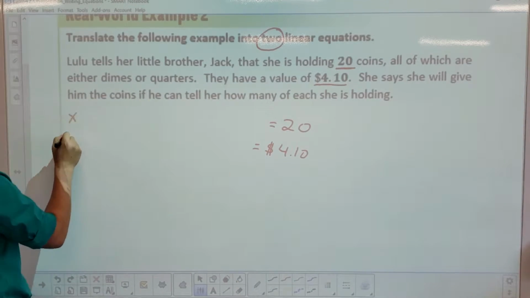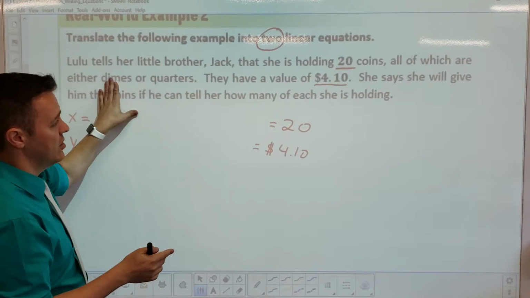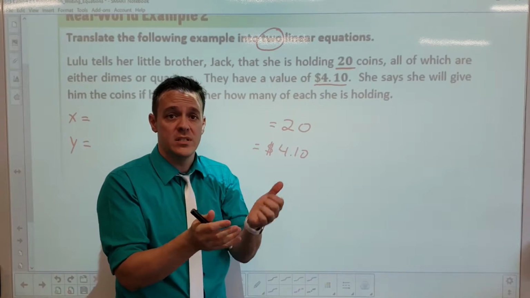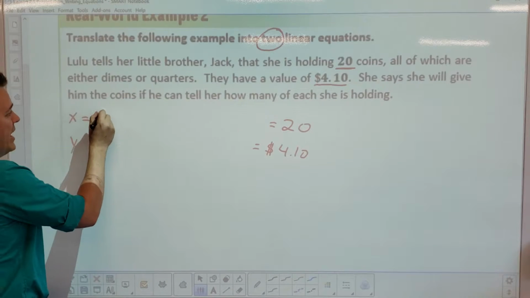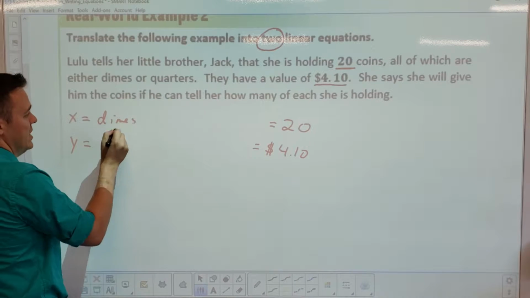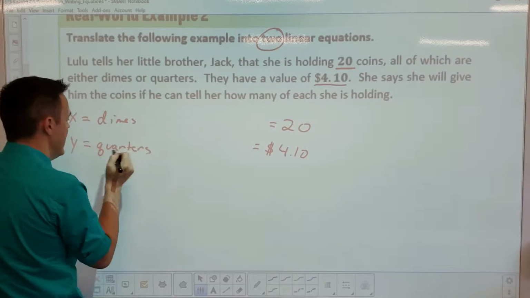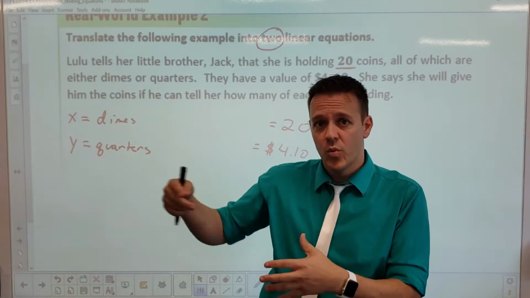And a key is going to be, I'm going to use the X and Y values because there are two things that we have in here. She's holding in her hand 20 coins, and out of those 20 coins, it's either dimes or it's quarters. So we're going to label X as dimes and Y as quarters. And you may ask yourself, well, why X and Y? It's because today we're just writing. But down the road, we're going to be solving.